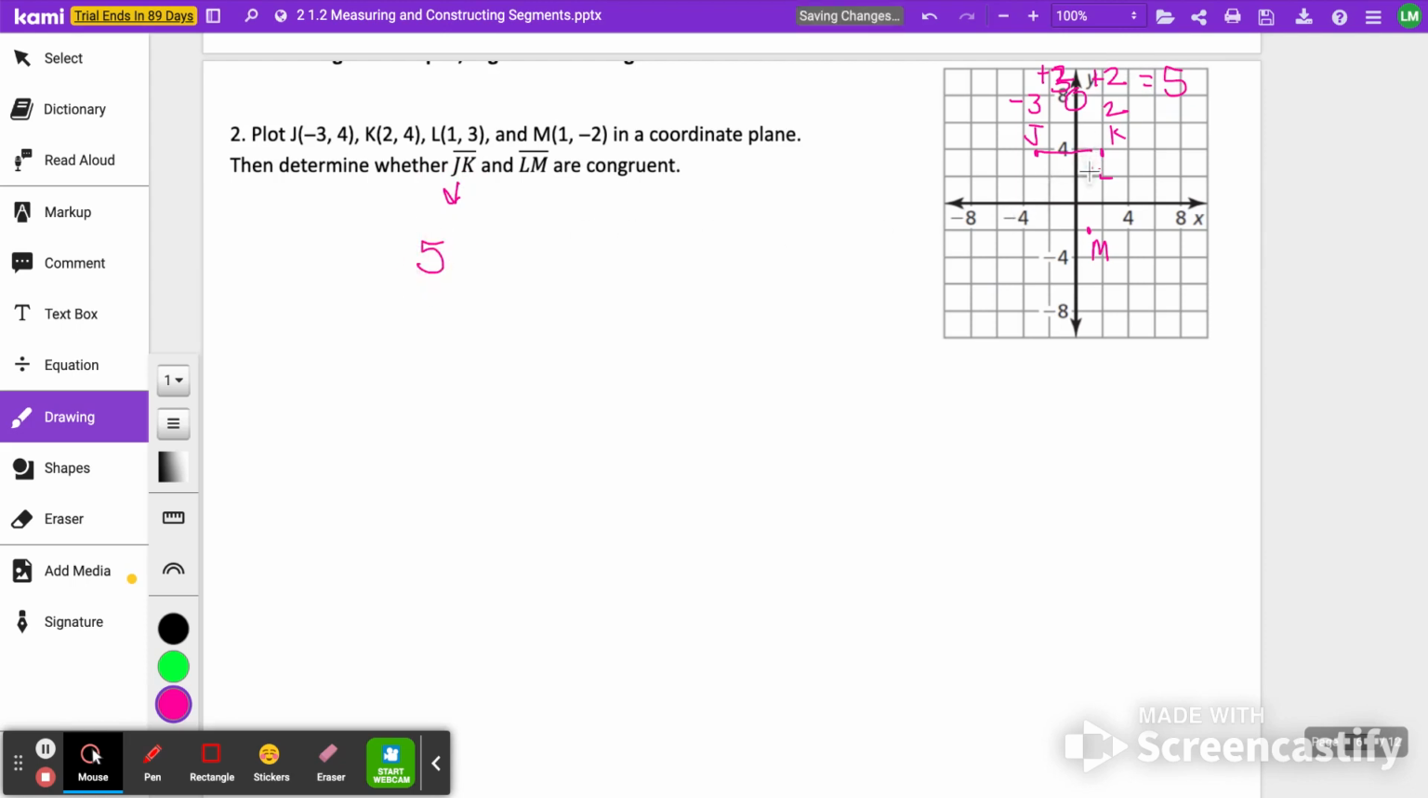Then I'm going to do the same thing with LM. Now we're going up and down, so I need to focus on my y coordinates. Remember, letter L was at (1, 3), so it's 3 above the x-axis, and M is at (1, -2), so it's 2 below the x-axis. Again, the absolute values of these numbers are 3 and 2. We're just counting steps, distance. 3 and 2 makes 5, so are they congruent? Yes. So we're going to write the congruent statement looking like this. Segment JK is congruent, using that symbol, an equal sign with a little squiggly on top, to LM.